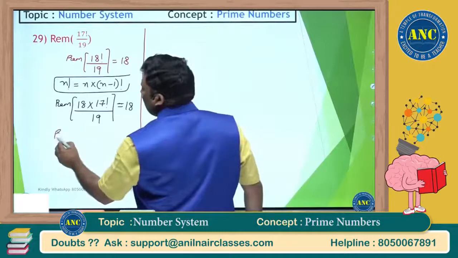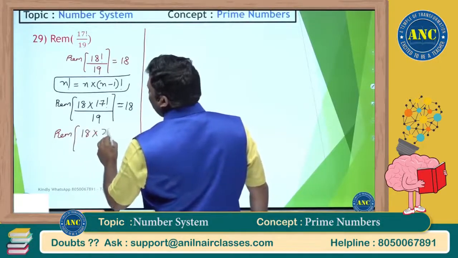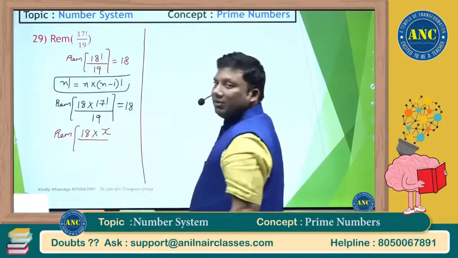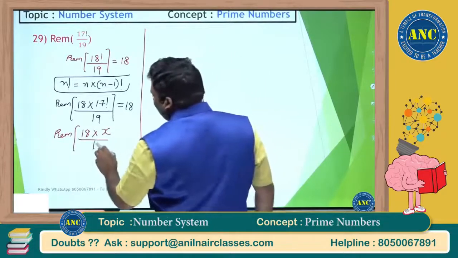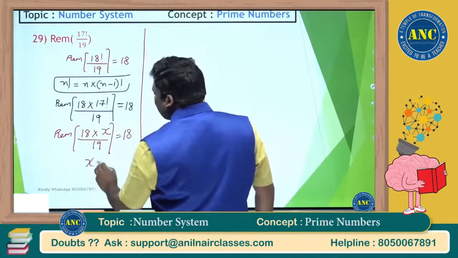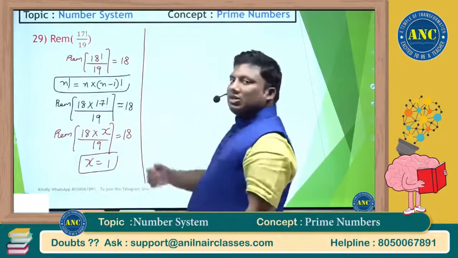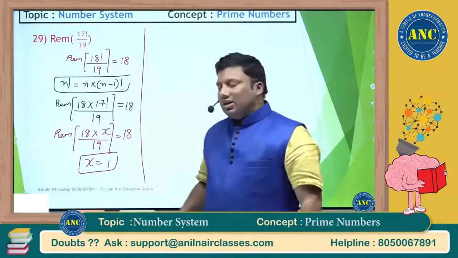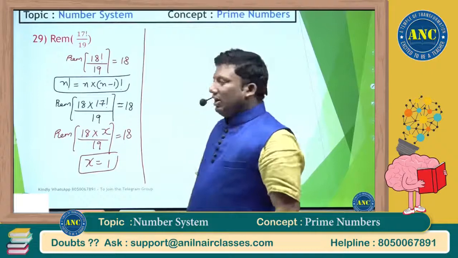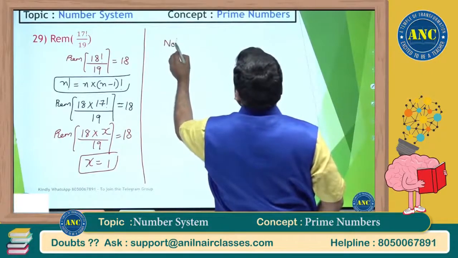Same thing. 19 zeros are 0. Remainder 18. 18 into 17 factorial by 19, we do not know. When I further divide, I am getting the answer 18. Here also, just by looking at the question, 18 ones are 18. 18 by 19, it is termed as 18. X is 1. Is it always 1? Yes, it is always 1.